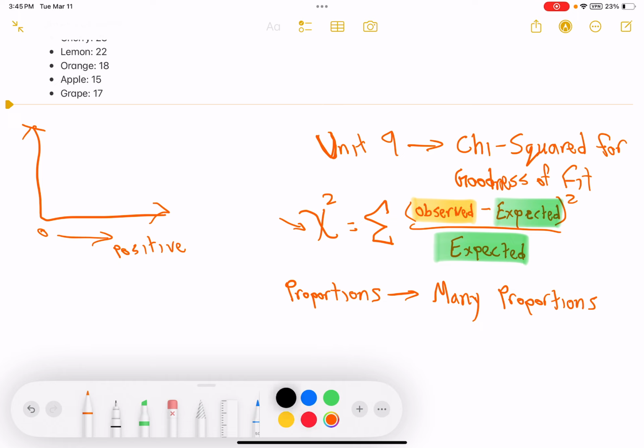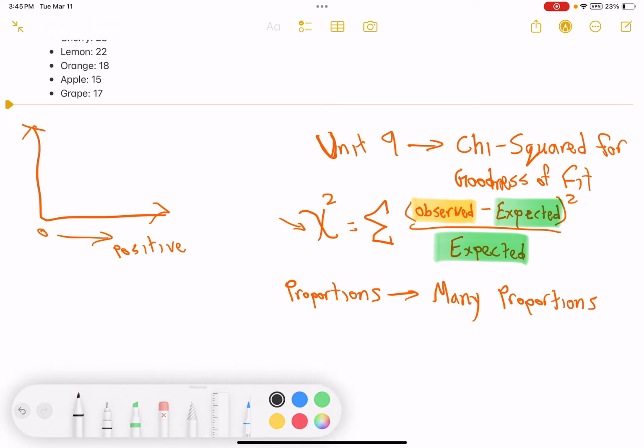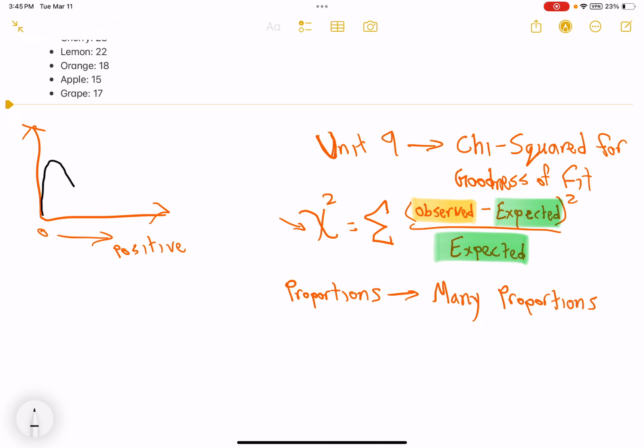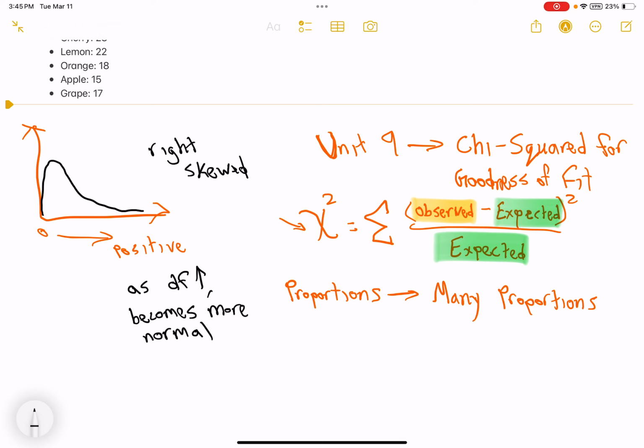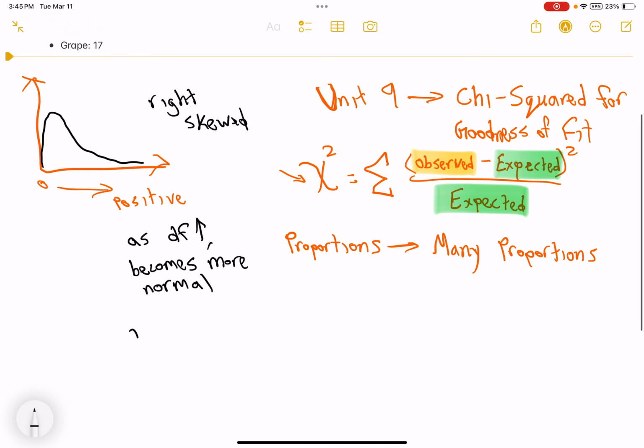And what does a chi-squared distribution look like? I will do that in black. It is a right-skewed distribution. And as degrees of freedom go up, it becomes more normal. Now, what is a degree of freedom in terms of a chi-squared distribution? Normally, it's the sample size minus 1. But for chi-squared, degrees of freedom will equal k minus 1, and k, in this instance, is the number of categories.